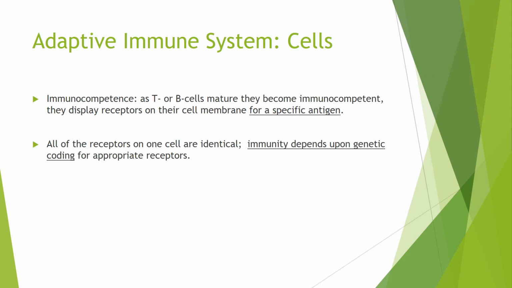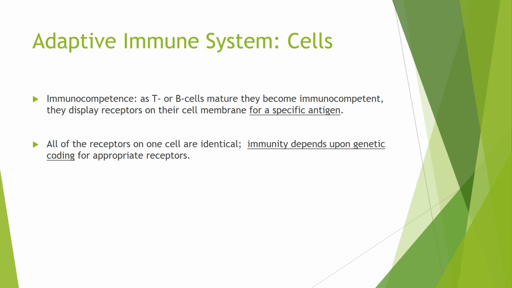So with maturation of both B cells and T cells, they eventually will become immunocompetent, where they're going to recognize specific antigens. However, if you remember a couple of slides ago, we talked about how antigens have different epitopes for which antibodies will bind. So not all antibodies that are produced will recognize a certain epitope.